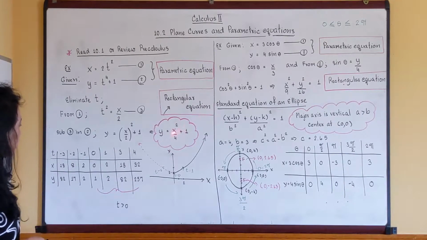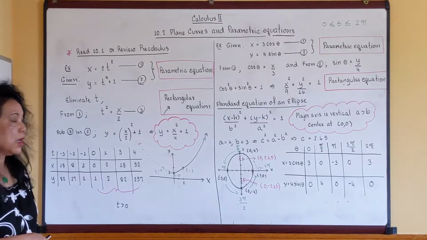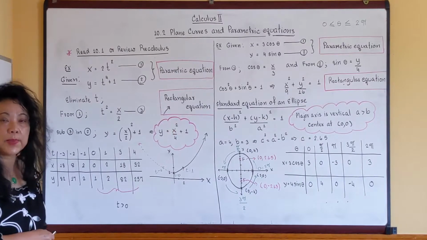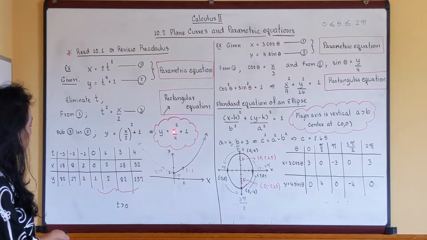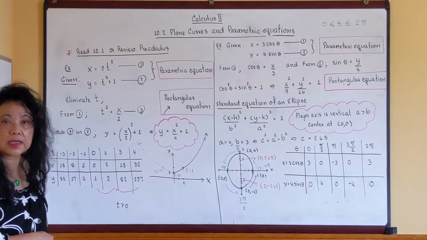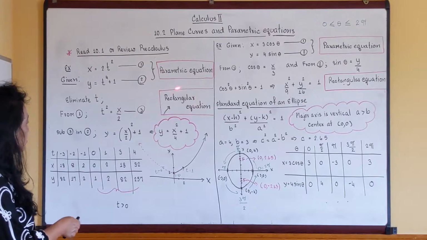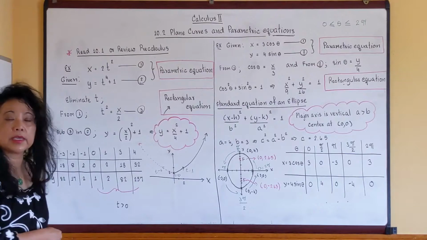If you look at the equation, this is a parabola. Your a is positive, so it's going to open upward. If you substitute 0 for x, then y would be 1. So that's your vertex. If you use the rectangular equation, you can just graph it like you normally graph a parabola.